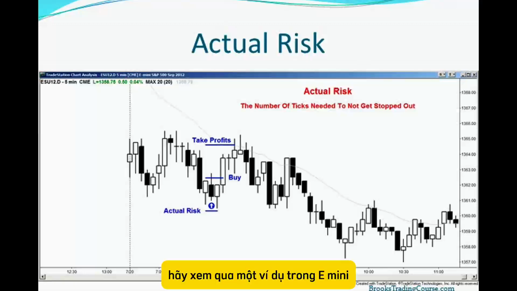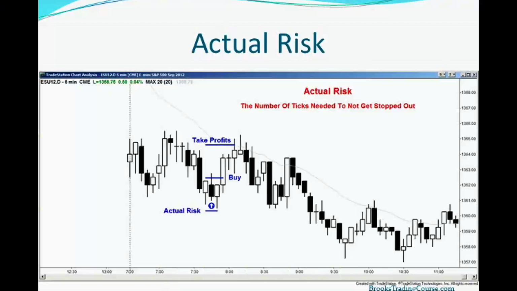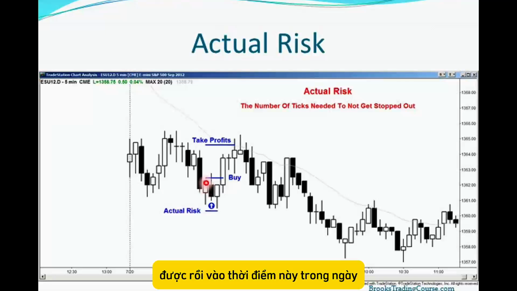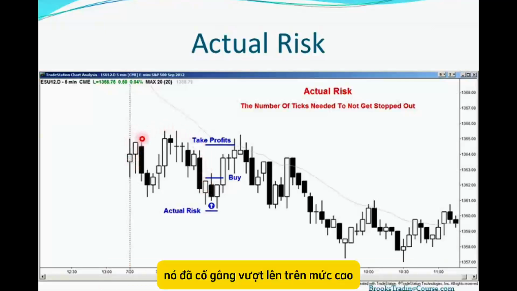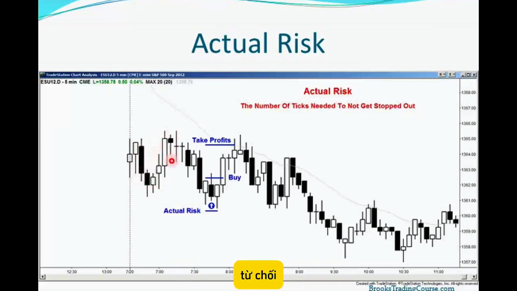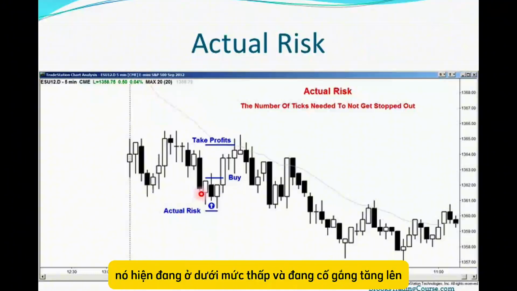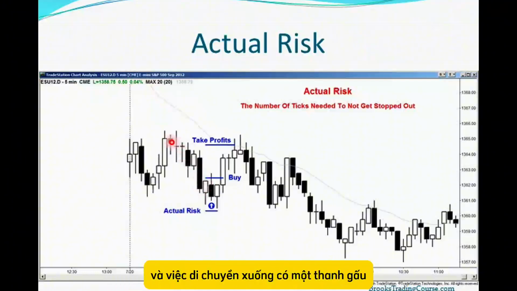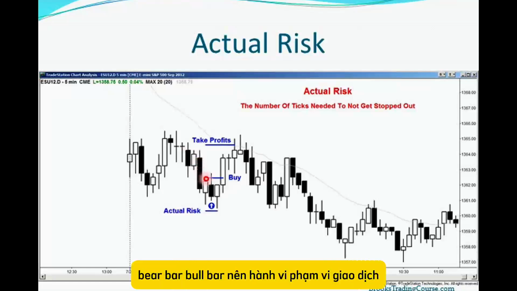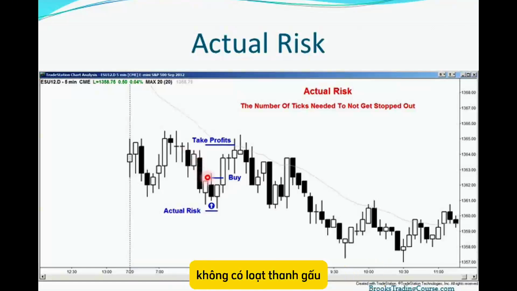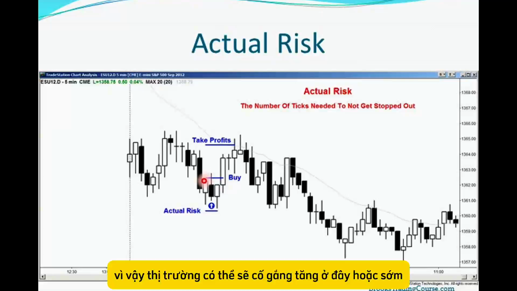Let's go through an example in the E-mini. Okay, at this point in the day, the market's been in a trading range. It tried to get above the high, turned down, went below the low, turned up, went above the high, turned down. It's now below the low and it's trying to turn up. And the move down had a bear bar, dojis, bear bar, bull bar, bear bar, bull bar. So trading range behavior. No series of bear bars. So the market probably will try to turn up here or soon.